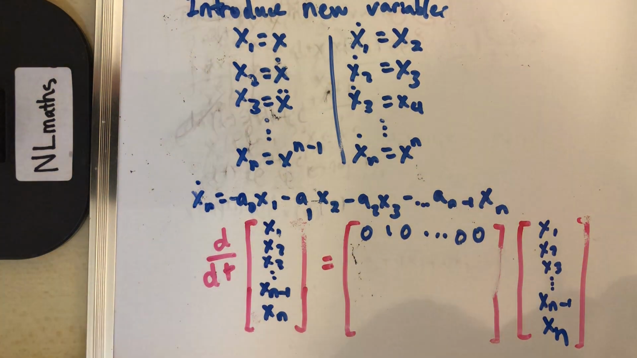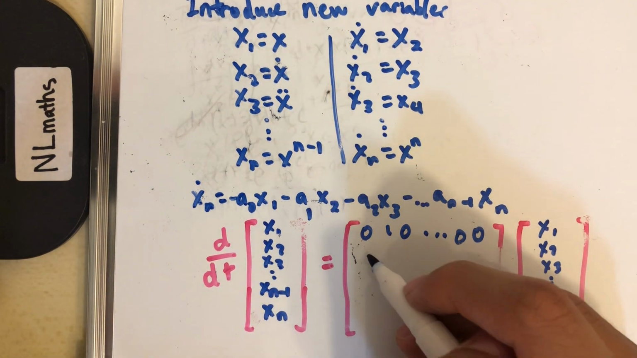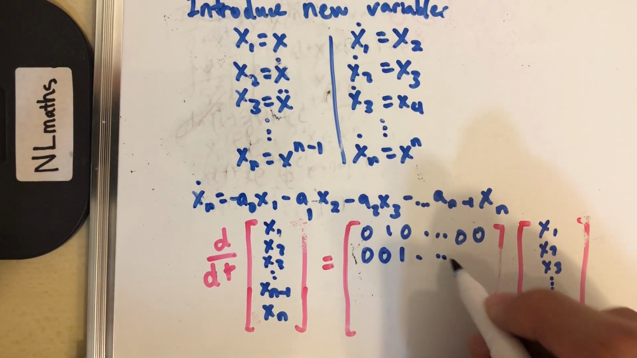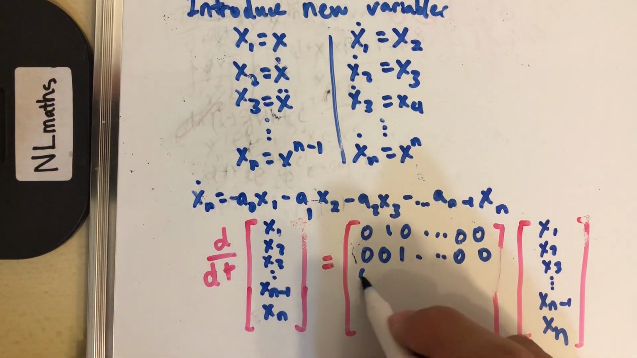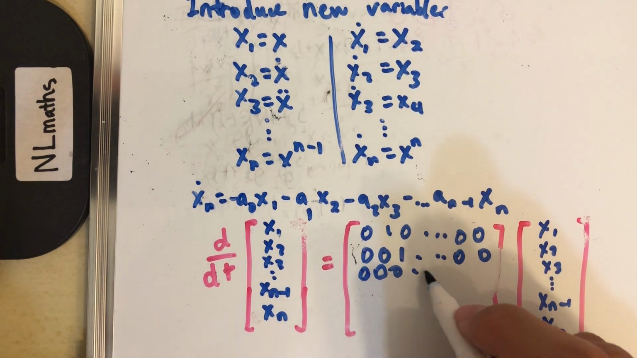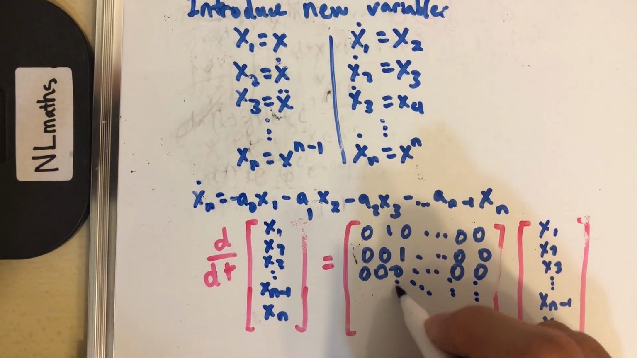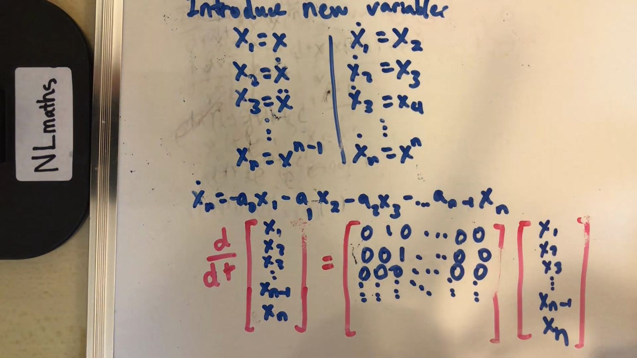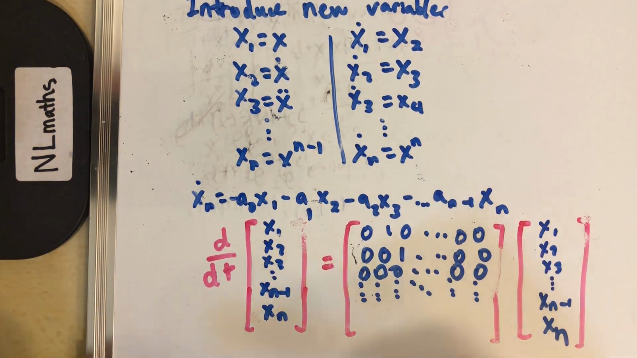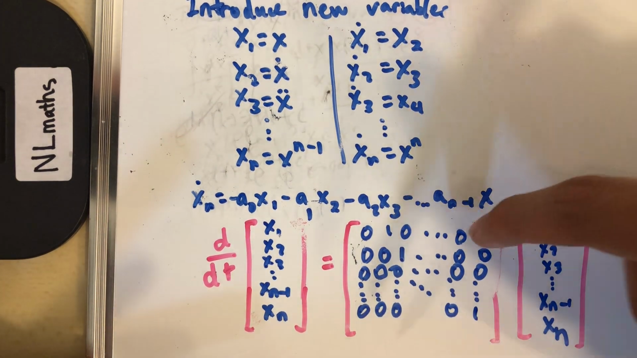Now I'll just fill in the rest of the matrix. You can do this yourself for an example problem, and perhaps that is going to help you as well. Of course x2 dot is going to be x3. Then we have 0, 0, 0 because it's not included. It goes down a diagonal. I'm not going to write the rest. Then xn minus 1 dot is going to be xn, so this is 0, 0, 0, 0, 1 because xn is the last one.